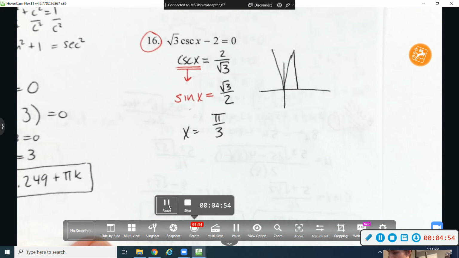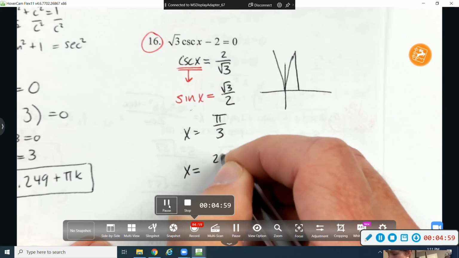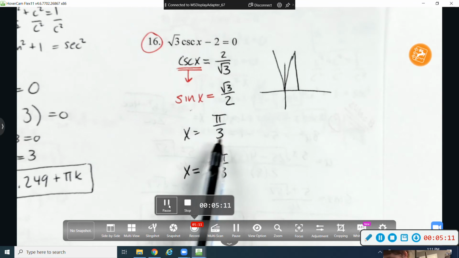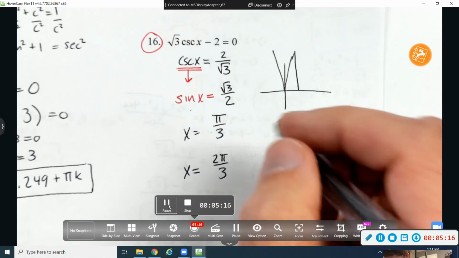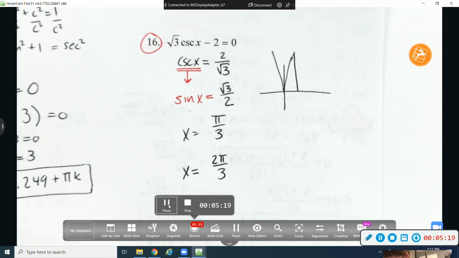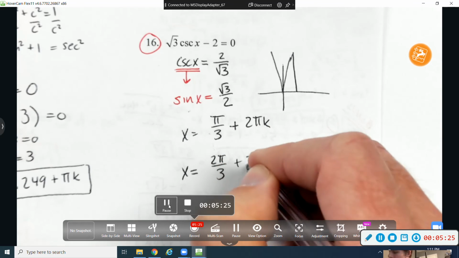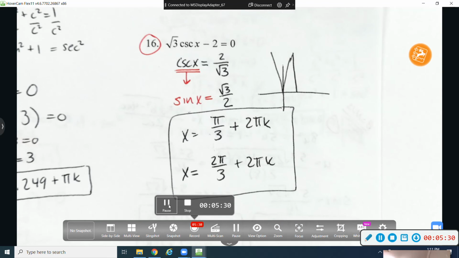So that's pi over 3 for the first quadrant answer. For the second quadrant answer, 2 pi over 3. Also, the sine rule for calculators is pi minus the first answer gets you the second answer. So that's still true here. If my first answer is pi over 3, pi minus pi over 3 is 2 pi over 3. So you don't need that, but it helps maybe if you get stuck. And then plus 2 pi k, plus 2 pi k. And so there's my two sets of answers for number 16.